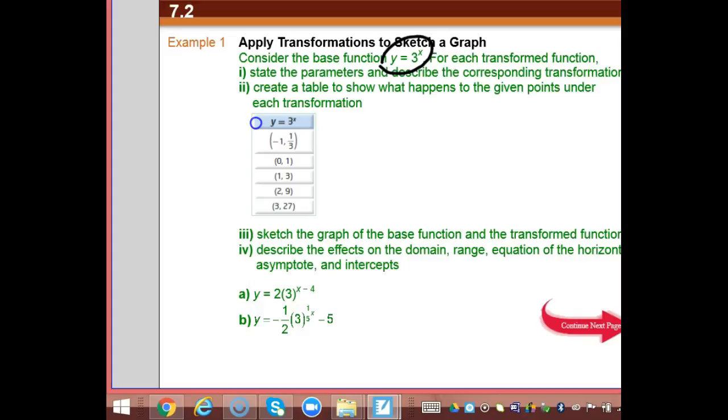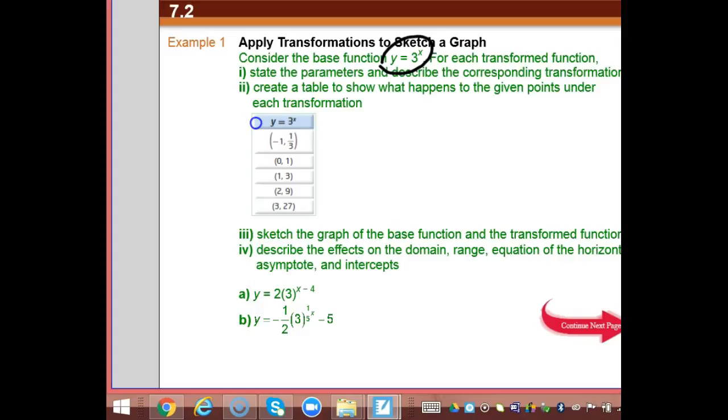It says, for each transformed function, state the parameters and describe the corresponding transformations. Create a table to show what happens to the given points under each transformation. Sketch the graph, and then describe the domain, range, equation of the horizontal asymptote, and intercepts. They gave us the table here for the first one. But if we didn't have the table, all we would do is choose x values, right?